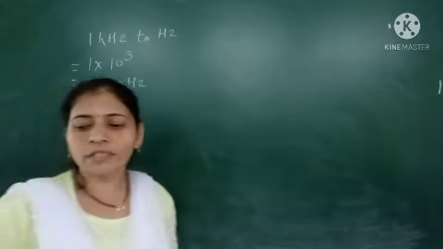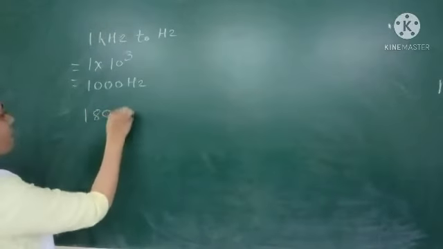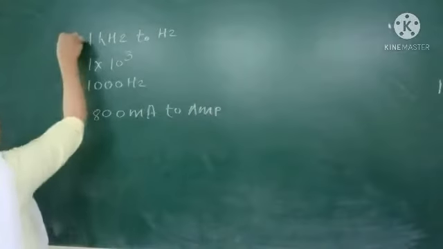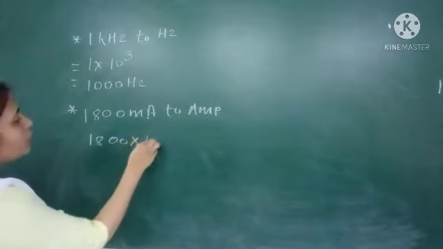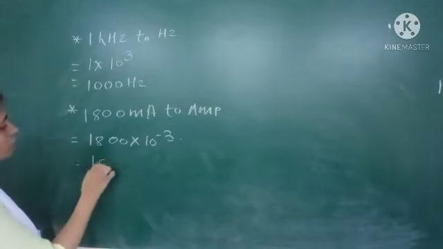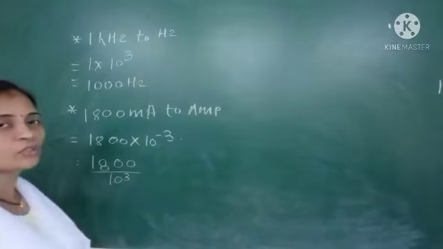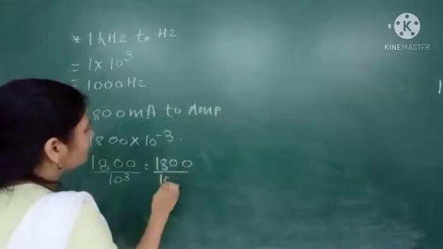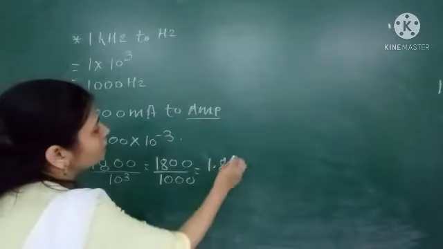Now we can consider one more example: 1800 milliampere to ampere. Now here what we have to do? It is 1800 into 10 raised to minus 3. As we took 10 raised to minus 3, multiplying any number with 10 raised to minus 3, you can also divide it by 10 raised to 3. So we got here 1800 divided by 1000. So our final answer is 1.8, and it is in ampere.